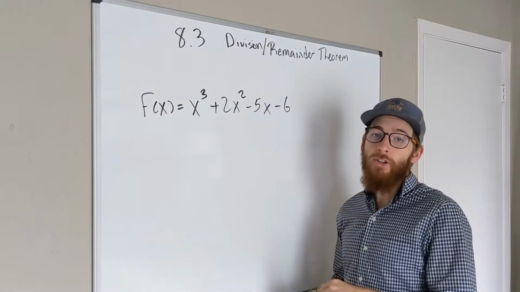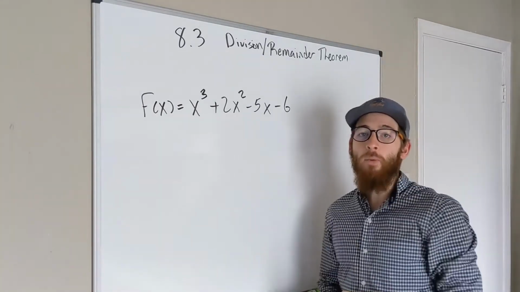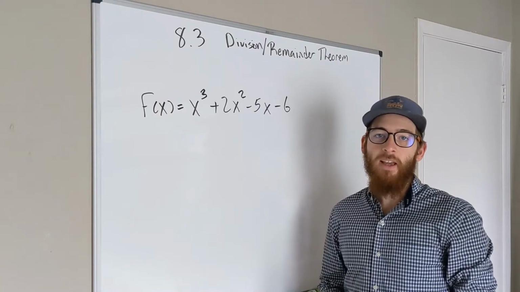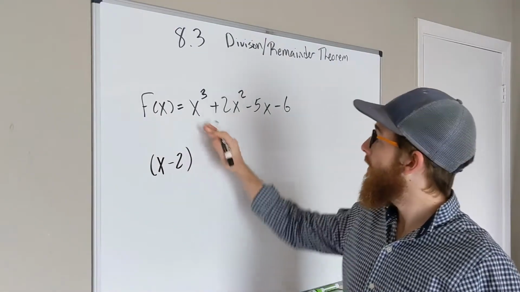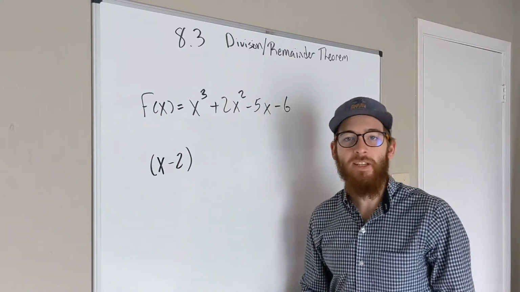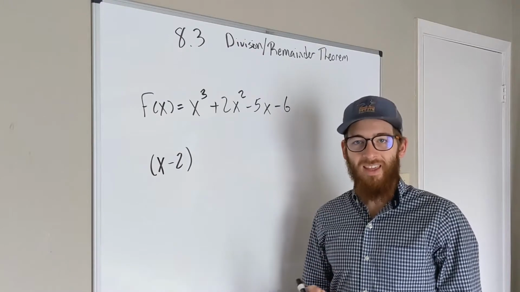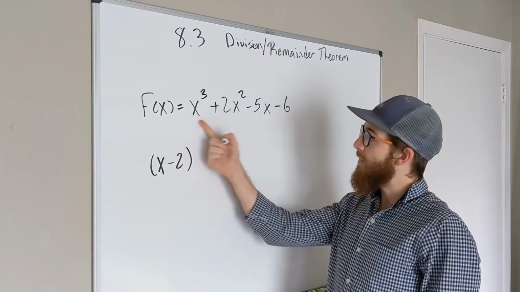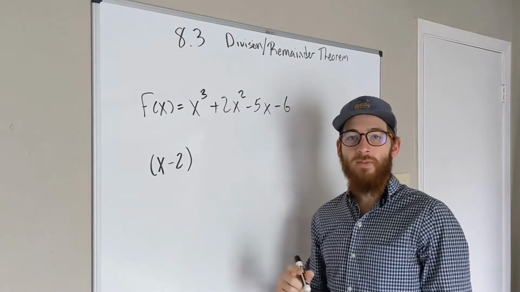8.3 is about the division and remainder theorem. It means that if we have a polynomial like this and we divide by a linear factor, like maybe x minus 2, and the result is 0, then that means this thing has a factor, and this is its factor.